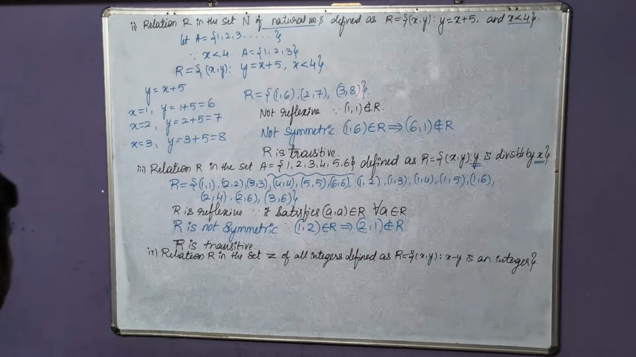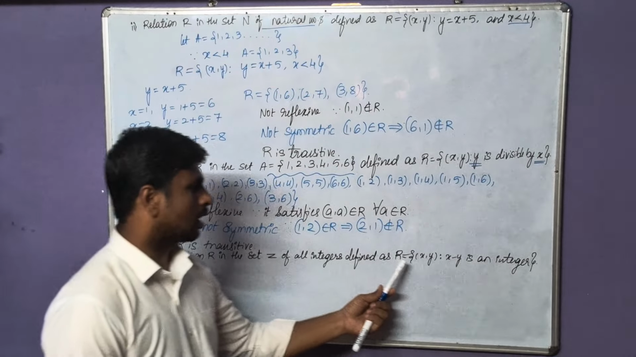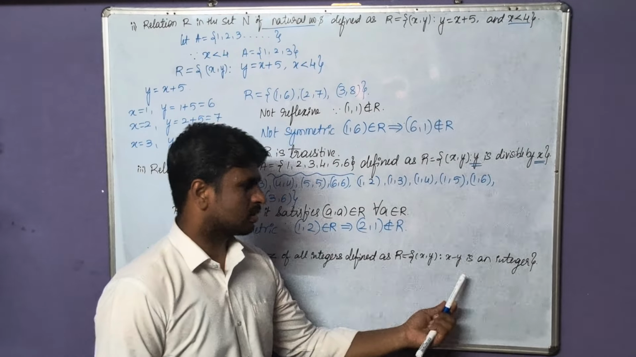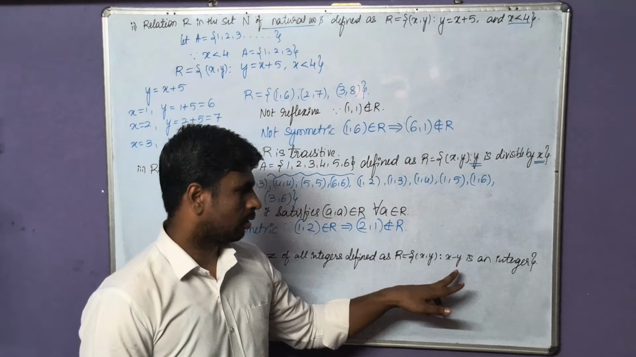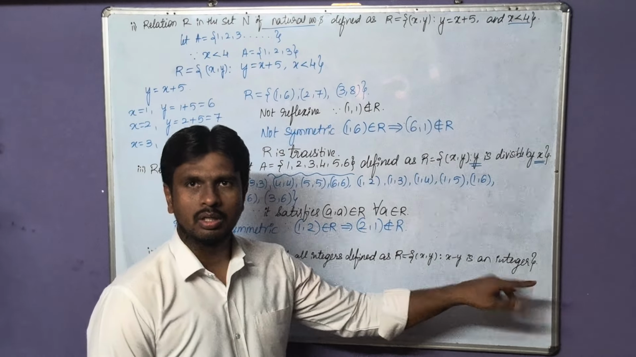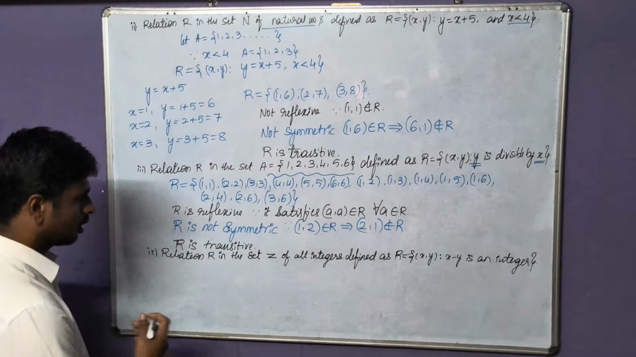Okay, we have the next sub-question, that is, relation R in the set Z of all integers defined as R equals the ordered pairs (x, y) such that x minus y is an integer. The difference between the two numbers is an integer, that is what they are saying. We need to cross check whether the given relation is reflexive, symmetric, or transitive or not.